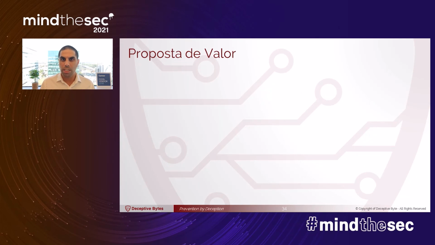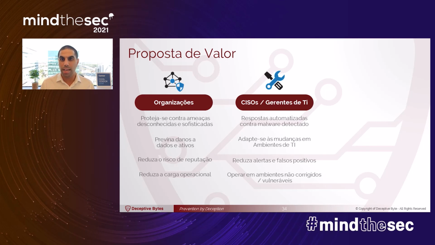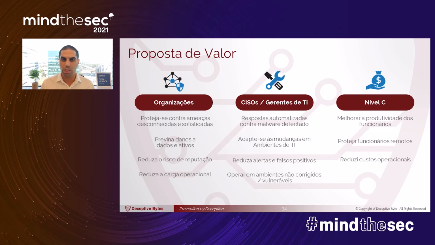So, we help organizations protect against unknown and sophisticated threats and prevent damage to the data and assets while reducing reputational risk and operational burden. We help CISOs and IT managers by automating responses to detected malware. This helps them reduce alert fatigue and handling of false positives. And we help the C-level increase efficiency for all employees' endpoints and protect them when working remotely. In addition, we reduce overall operational costs.